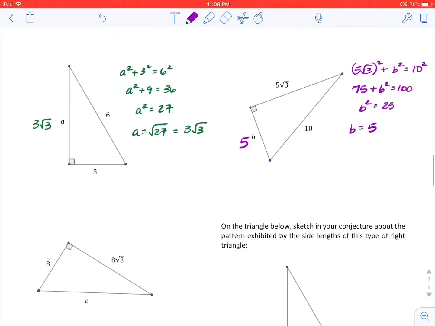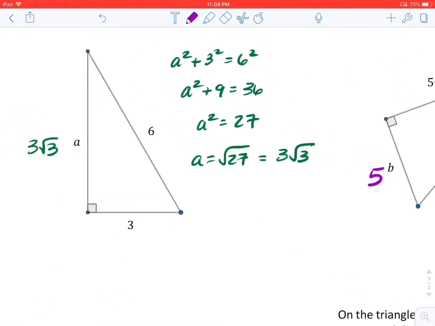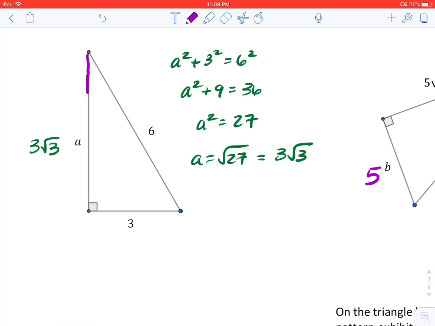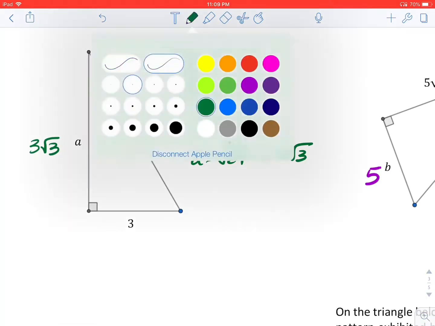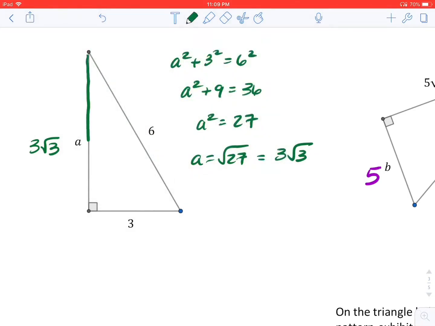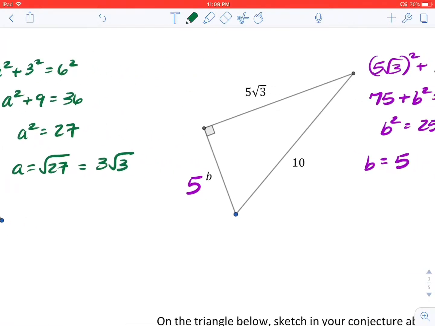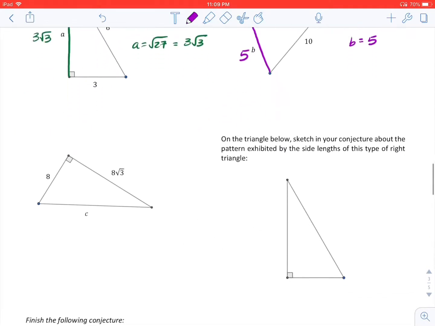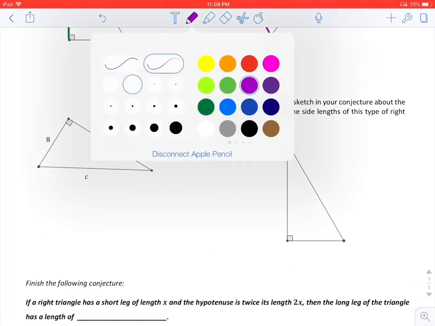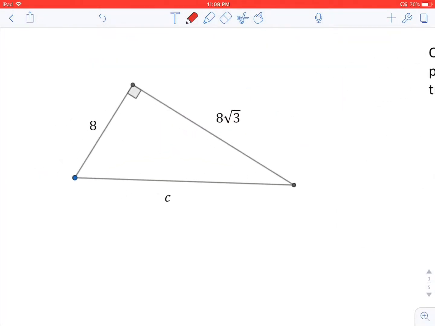I can somewhat start to see a relationship emerging, but I'm going to do the third example just to be extensive. In that first example, it looks like we're solving for the length of the long leg. I should use the green, to stay consistent. We're solving for the length of the long leg. And in the second example, we're solving for the length of the short leg. In the third example, we're solving for the length of the hypotenuse, given two of those values.